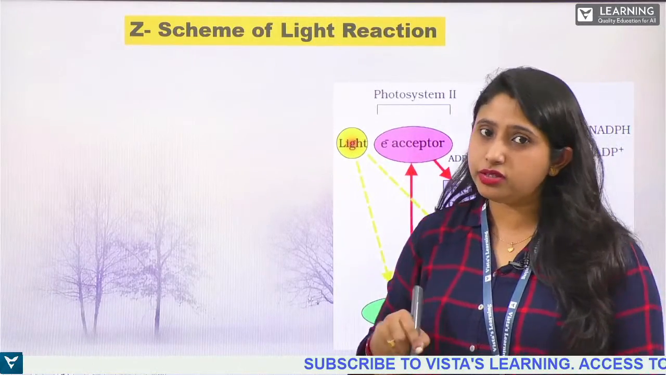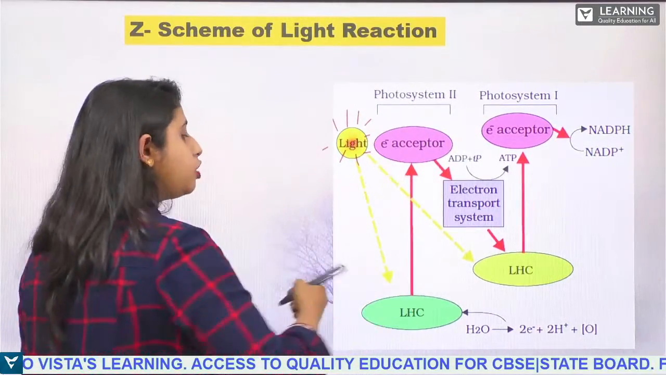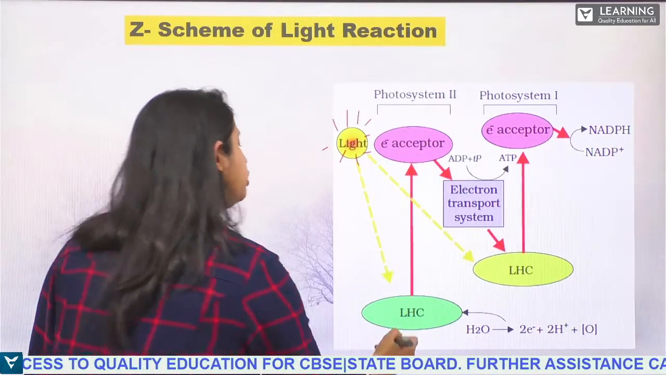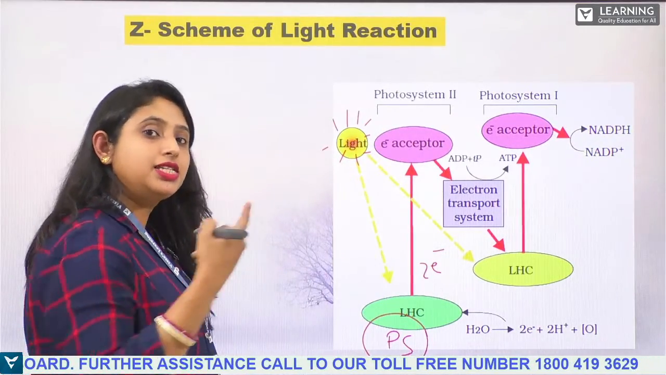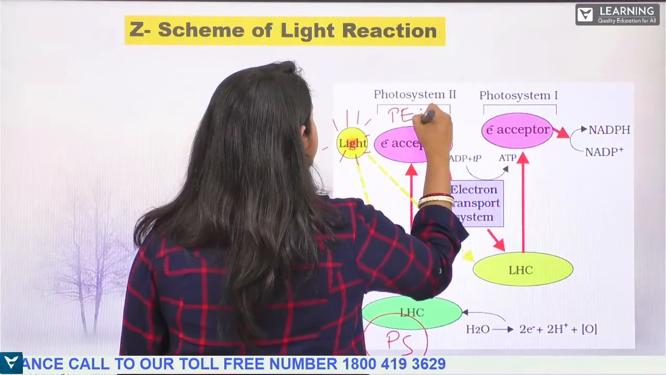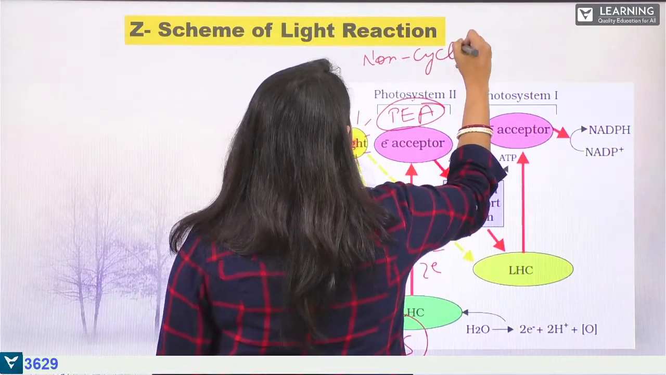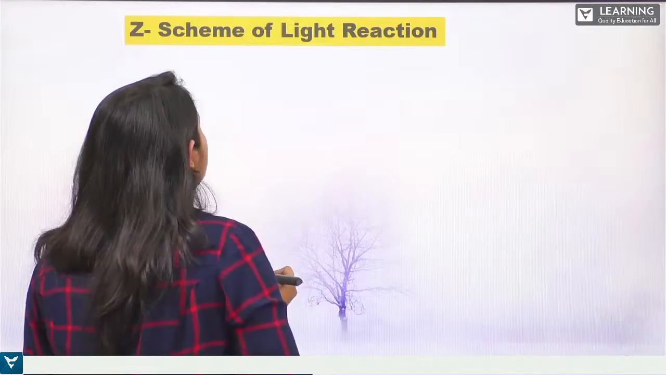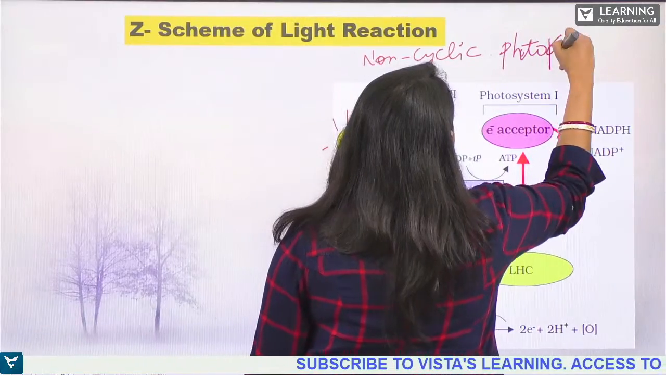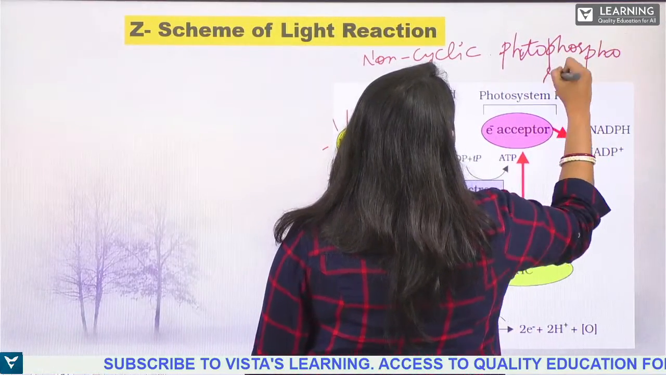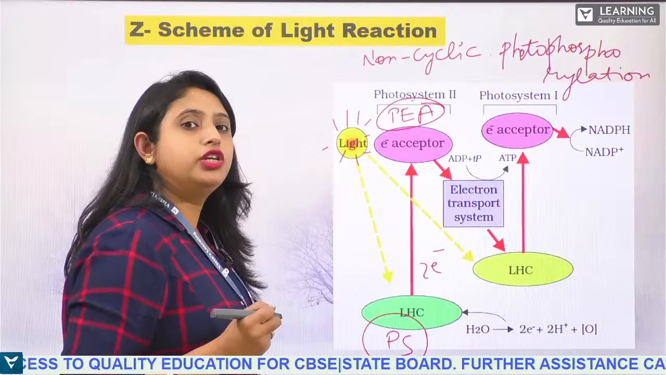Here you will be finding various terms. See here, this is sunlight, and it is being absorbed by the light harvesting complex. Here the photosystems will be there. Now the electrons will get excited, and here this is the primary electron acceptor. This is also known as non-cyclic photophosphorylation. The Z scheme is also known as the non-cyclic photophosphorylation reaction.